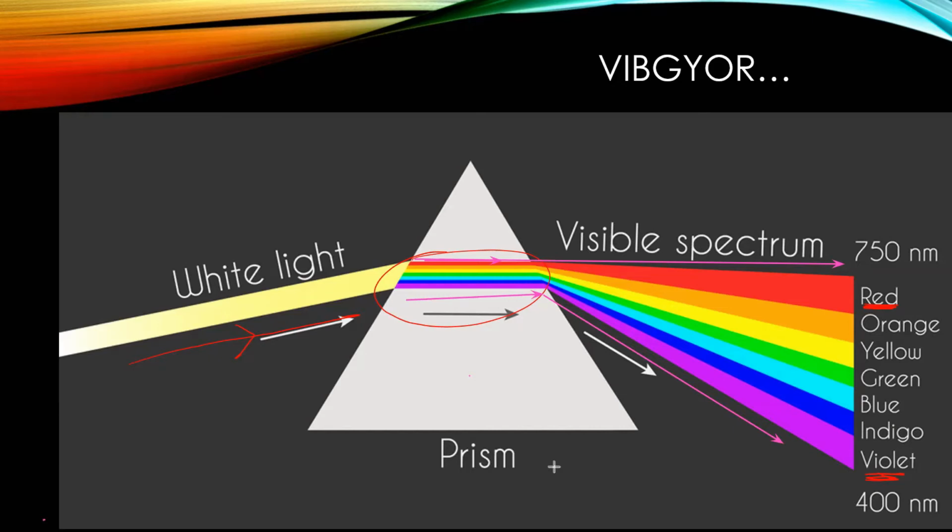Why is the bending most for violet light, and why is it the least for red light? Okay, that I'm going to tell you. Just keep it in mind. Red light has a wavelength of 750 nanometer and violet light has a wavelength of 400 nanometer.